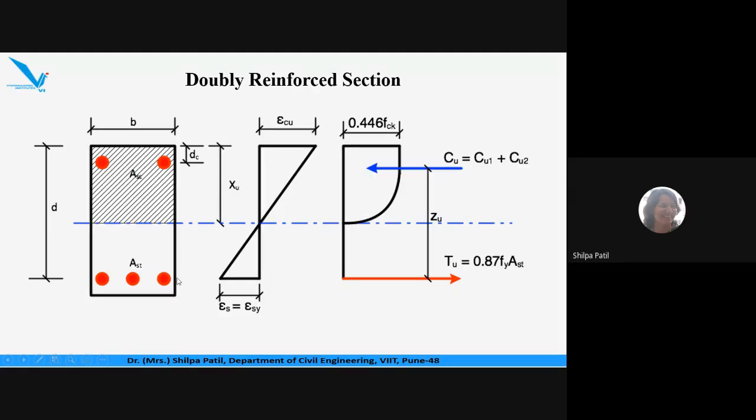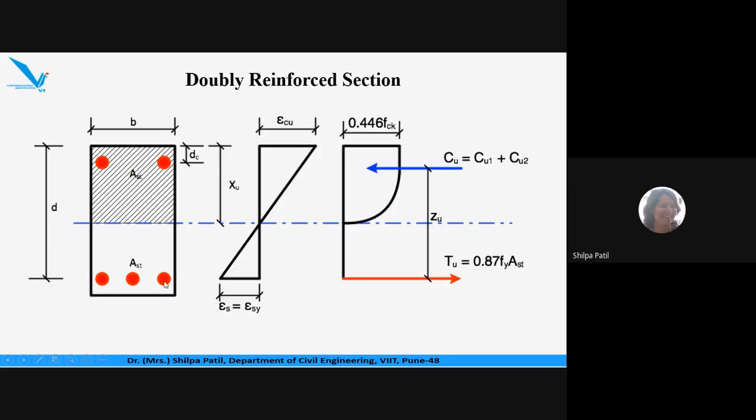Now we have discussed in the previous lecture the cover to the reinforcement. Last time I explained that the distance from the CG of the reinforcement steel to the bottom of the beam is called the cover to the reinforcement.